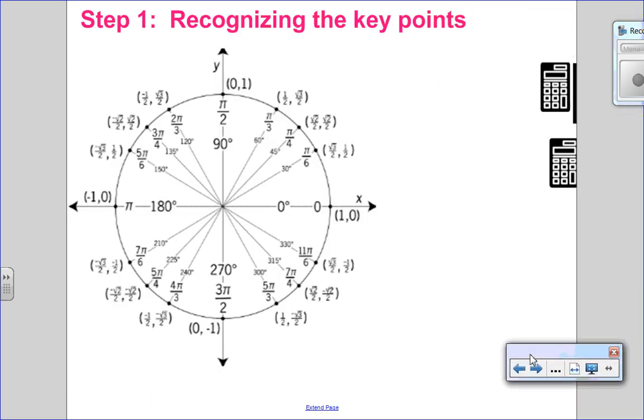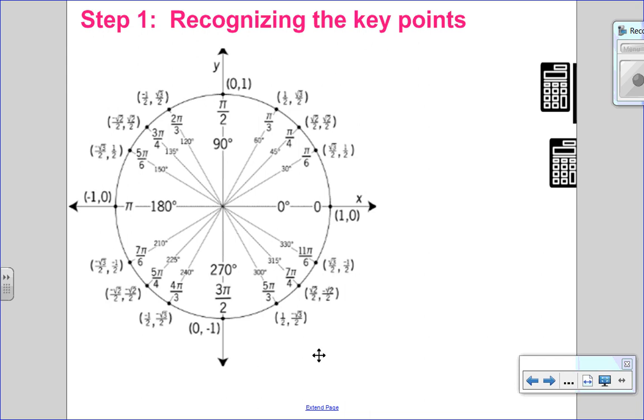Okay, step number 1. If you look at the unit circle here, I want to be able to recognize the key points. When I put it into my graphing calculator, I won't have exact values. I will only have decimal values. So we need to know how to recognize these exact values in their decimal forms.